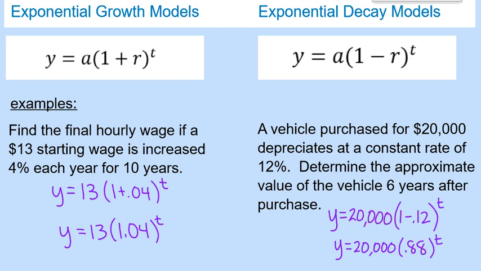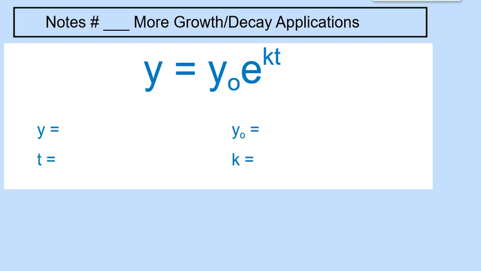And what we're going to do today, more growth and decay applications that all use the following model, y equals y naught e to the kt. So go ahead and start your notes now. My plan is just to have one long video today rather than a series of videos. And after describing the parts of this equation, we'll go ahead and work through 3 examples. So figure out what notes number you're on, and you can copy down this equation, and then we'll talk about what the parts are.